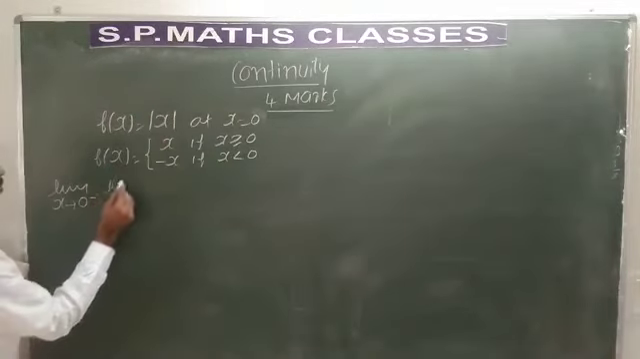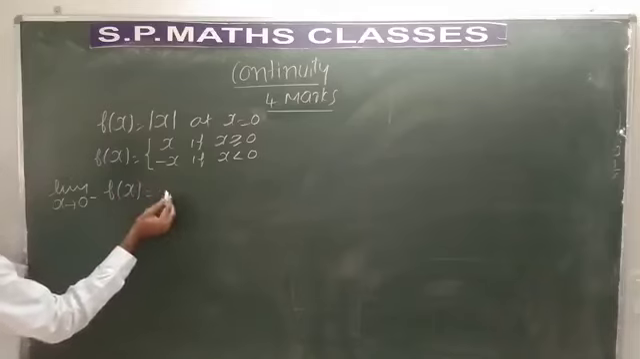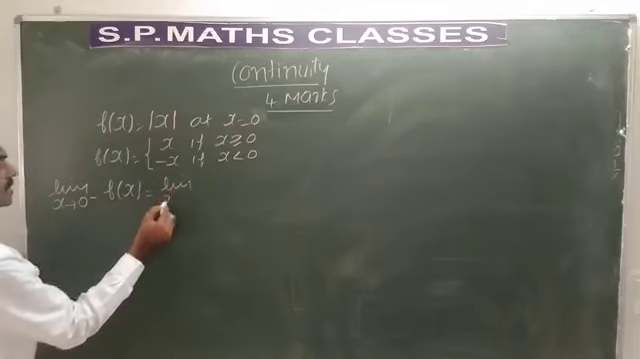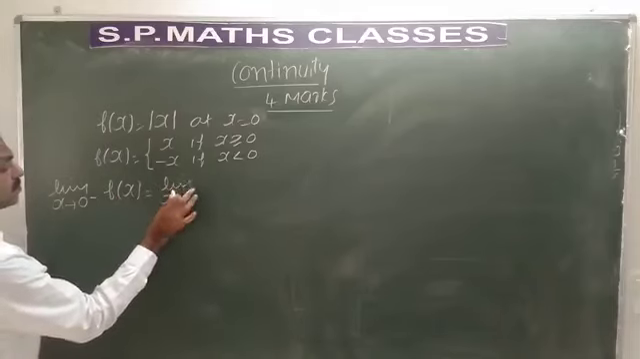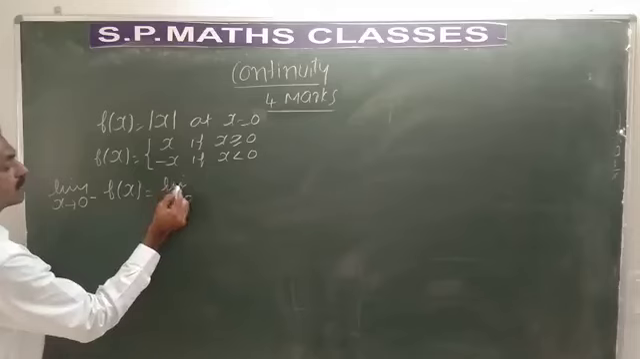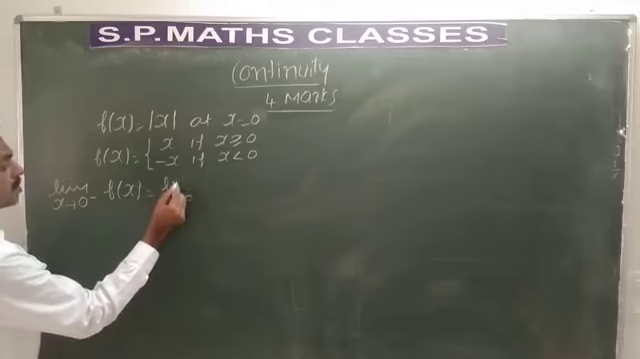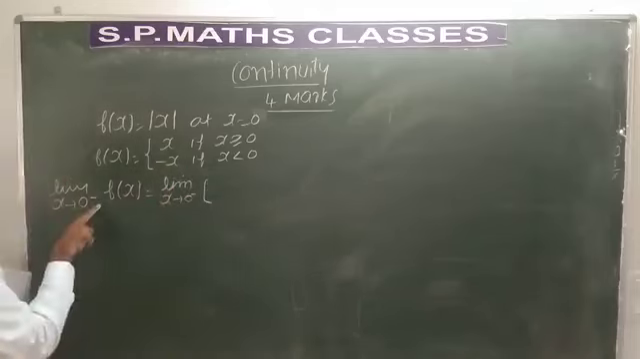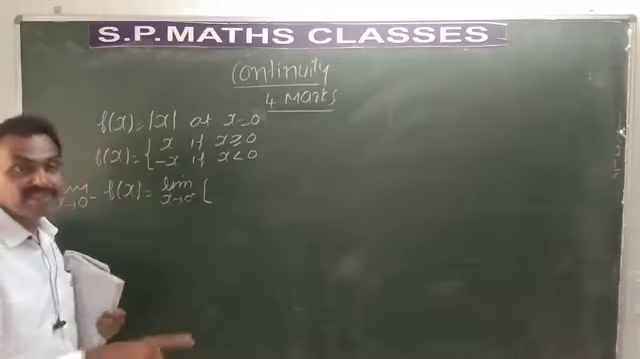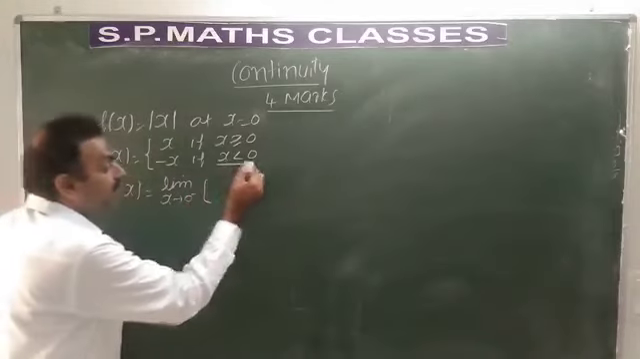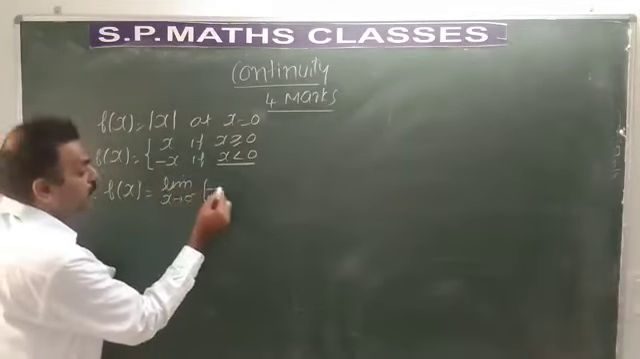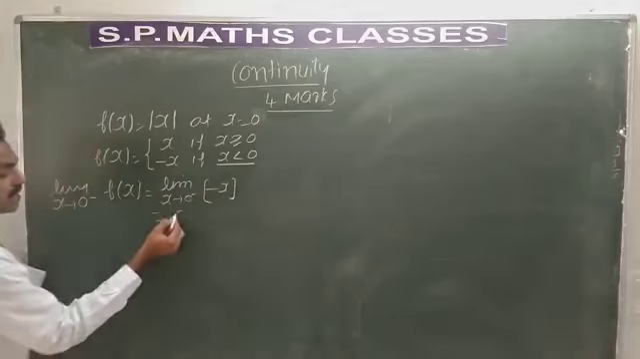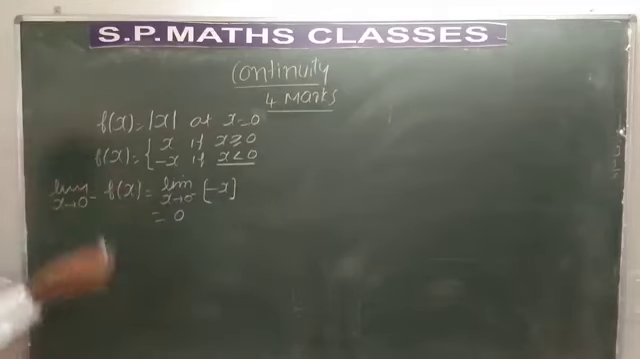Limit as x tends to 0 minus of f of x. So 0 minus means left hand limit. Which function is defined for x less than 0? It is minus x. So the answer is minus 0, which is 0.